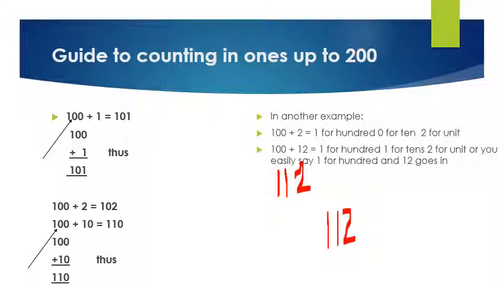1 for hundreds, 1 for tens, and 2 for units. That is how we write 112. Do you get that? Do you understand that? So pick up your book once again today and write from 100 to 200.